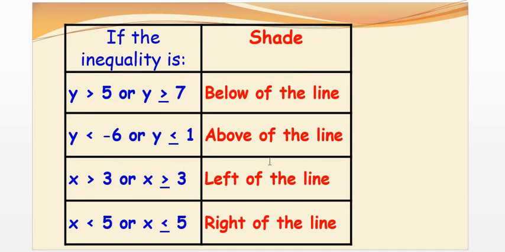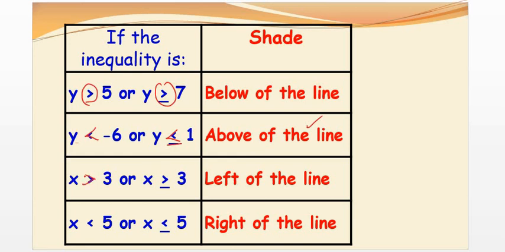And how will you know which areas to shade or which regions have to be shaded? Whenever you have the greater than cases, then you will shade below the line, because you will need all the greater numbers, so you will shade below the line. Whenever it is a case of less than or equal to, that means you need the lesser numbers, so you will shade above the line.